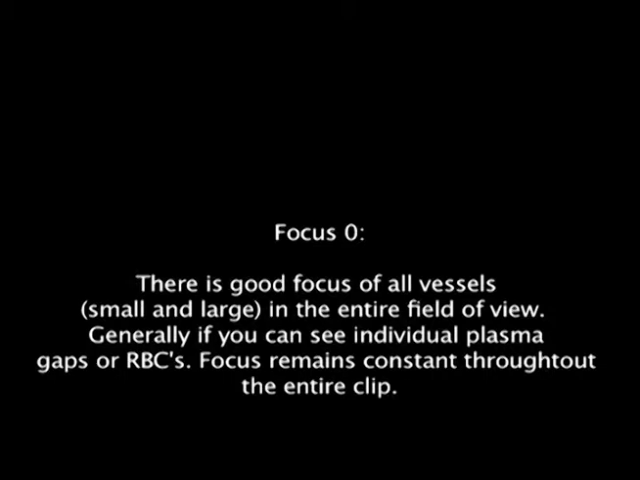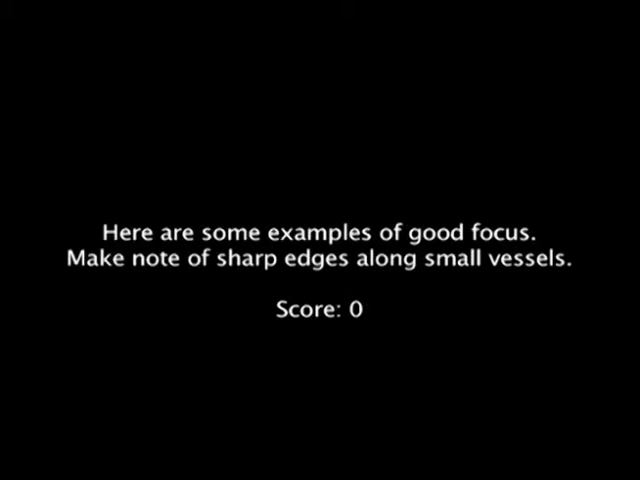For a video to get a score of 0, all the vessels, both small and large, should be in focus. Generally, if you can see individual plasma gaps or red blood cells, then focus is satisfactory. Also, the focus should remain consistent throughout the entire video. Here are some examples of good focus. Make note of the sharp edges along the smallest of the vessels. Notice that you can see red blood cells, individual plasma gaps, and the lines of the vessels look nice and clear.